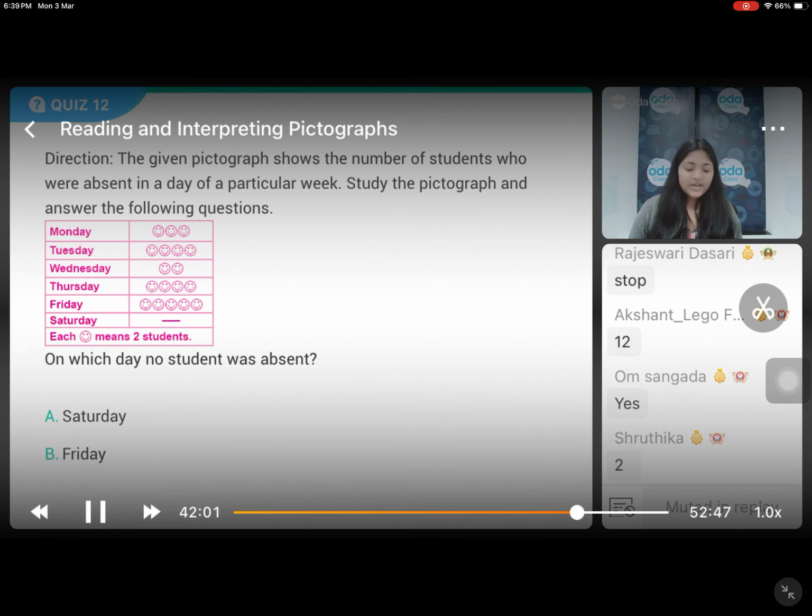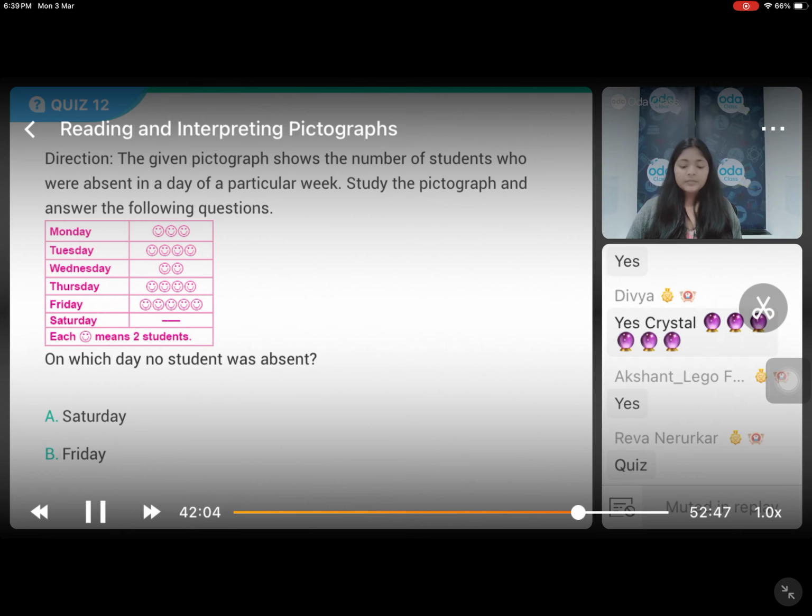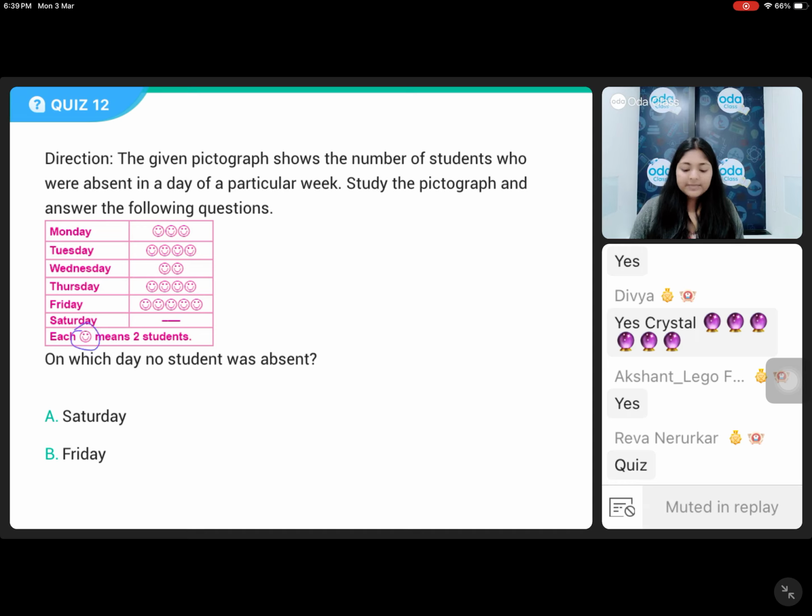All right, so quickly try it out, bacha party. Over here, each smile means 2 students. If there's a blank, it means nothing. All right? So tell me on which day no student was absent. These are the number of absentees given. On Monday, this many were absent. Tuesday, this many, this many, this many. So on which day was no student absent? Read it and tell me.